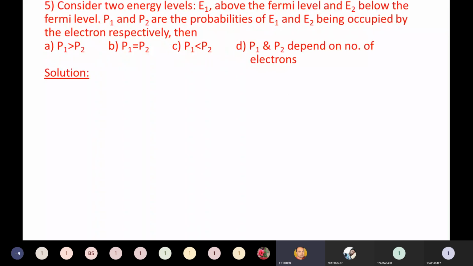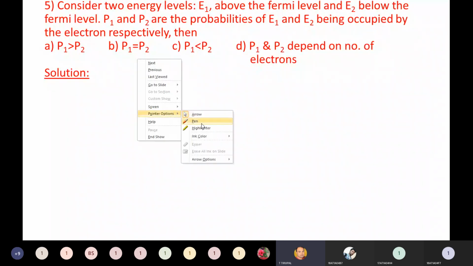Do this problem. Consider two energy levels, E1 above the Fermi level and E2 below the Fermi level. P1 and P2 are the probabilities of E1 and E2 being occupied by the electron respectively. Then, what is the answer? Try it. Anyone?